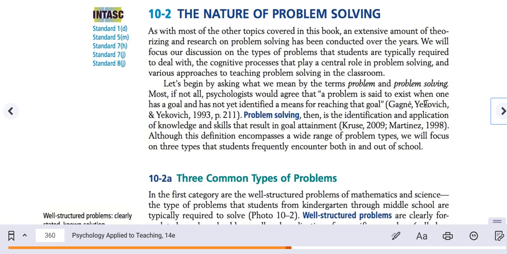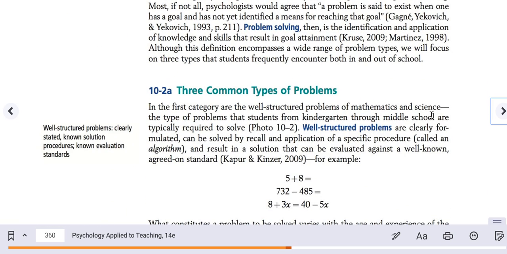Three common problem types. In the first category are the well-structured problems of mathematics and science, the type of problems that students from kindergarten through middle school are typically required to solve. Well-structured problems are clearly formulated, can be solved by recall and application of a specific procedure called an algorithm, and result in a solution that can be evaluated against a well-known, agreed-on standard. For example, 5 plus 8, 732 minus 485, 3 plus 3x, 8 plus 3x is equal to 40, take away 5x.